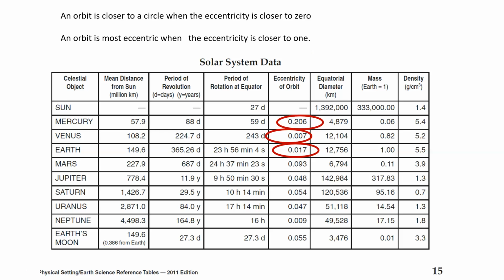If we take a look at Earth, Earth is very circular. It's not quite as much as Venus, but it is very circular. Now, if we take a look at the moon, it actually has a greater eccentricity. So the moon going around Earth has a greater eccentricity than Earth going around the sun. And that's the reason that the angular diameter of the moon changes much more drastically than the angular diameter of the sun.